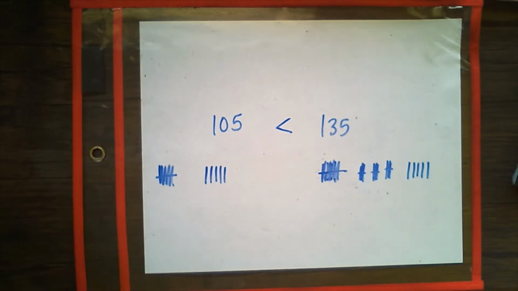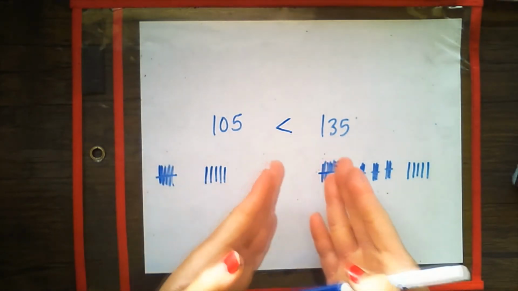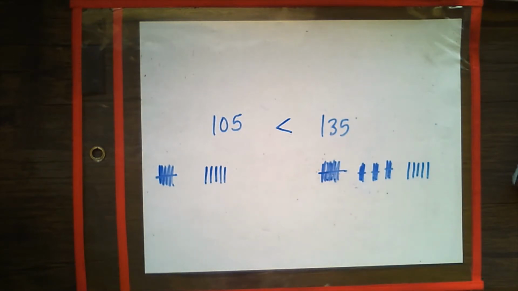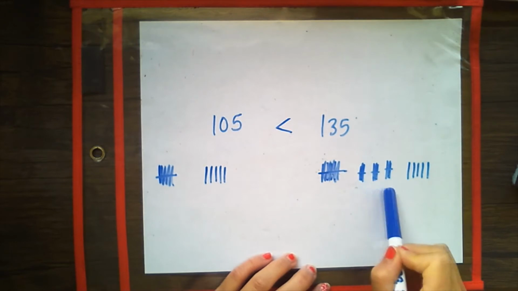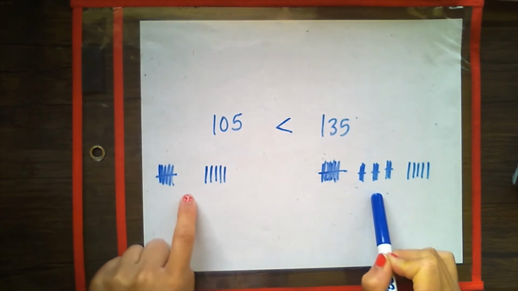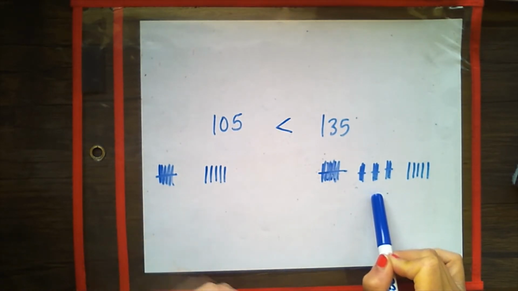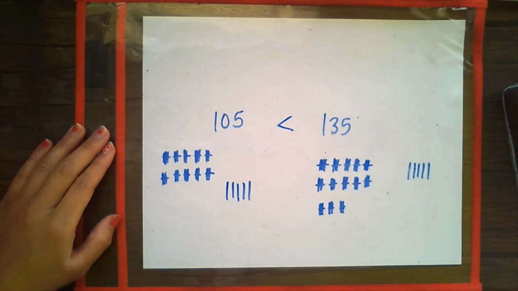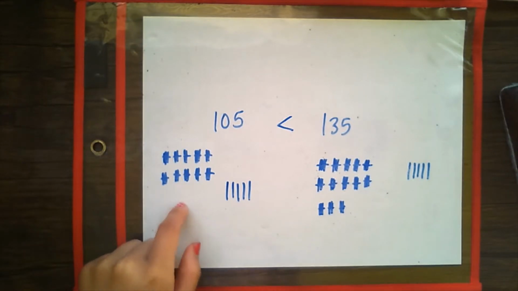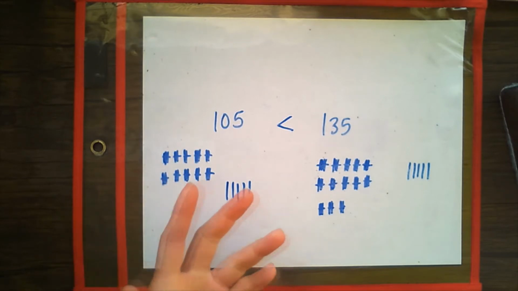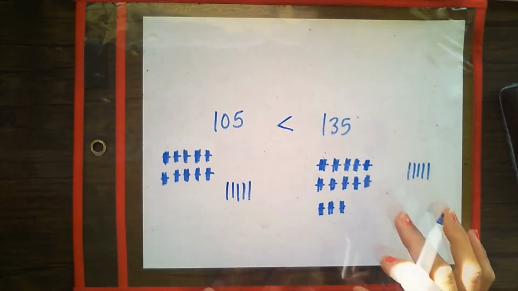Okay, my friends, welcome back. I know some of you probably had a really good discussion. 105 is less than 135 because 105 has fewer tens. 135 has 3 tens, whereas 105 has 0 tens, or no tens. Another way that we can explain it is also that 105 has 10 tens, whereas 135 has 13 tens.